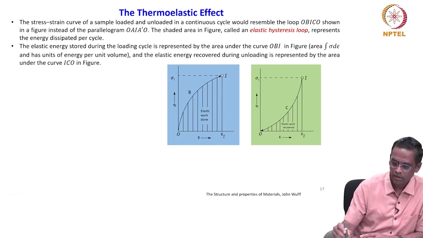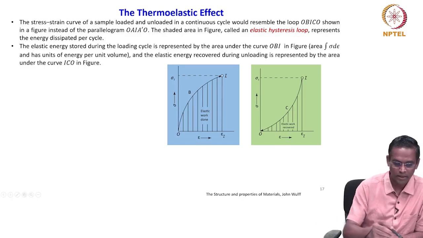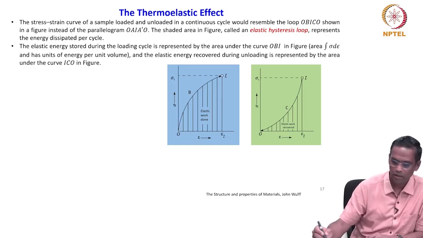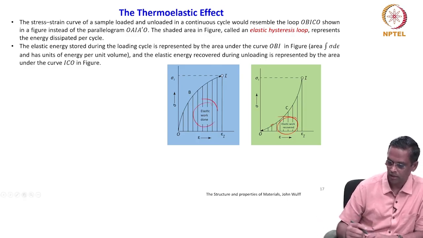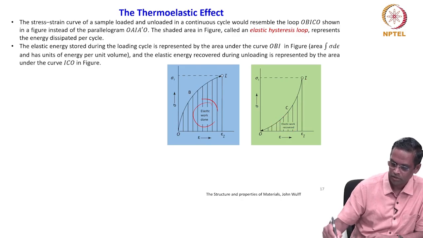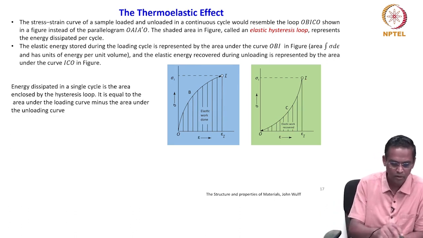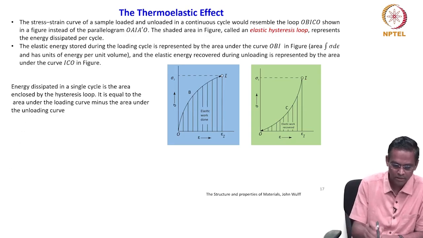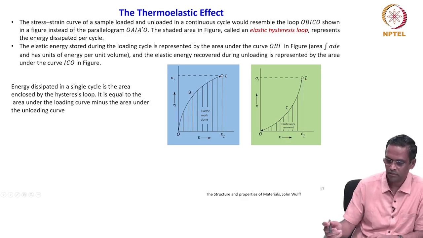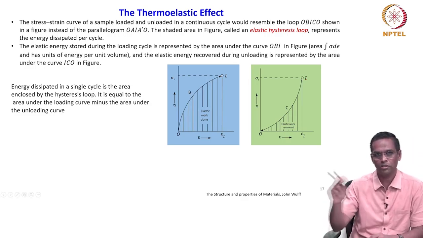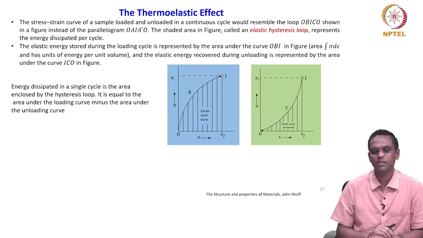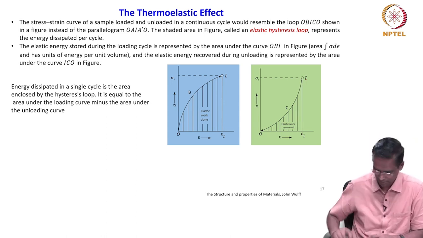The energy recovered during unloading is represented by the area under ICO. So, this area, so work recovered. So, this minus this will give what? The energy dissipated in a single cycle in an area enclosed by the hysteresis loop is equal to the area under the loading curve minus the area under the unloading curve. So, this minus this will give the small hysteresis loop which I just showed in the elastic hysteresis loop. So, that is what it is.